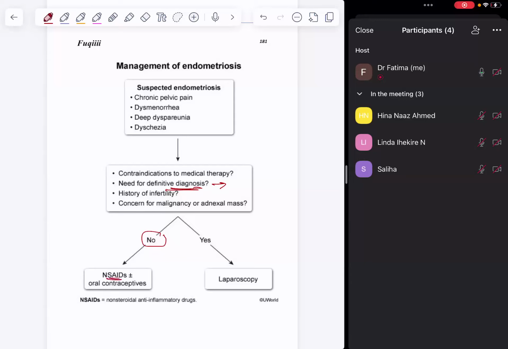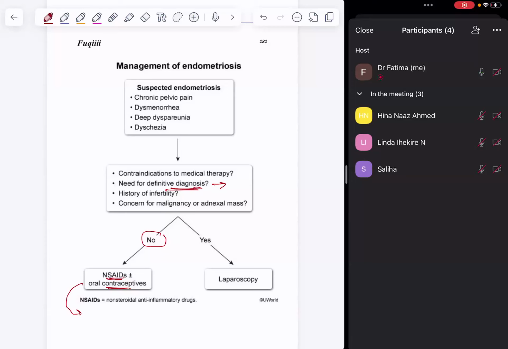You can give NSAIDs for pain control, plus you can give oral contraceptives to suppress the ovulation and endometrial proliferation. This is called the empiric therapy because you are treating based on the symptoms without confirming diagnosis surgically. Clear? Okay. If you have started this empiric therapy and the patient's symptoms are improved, you can continue the therapy.